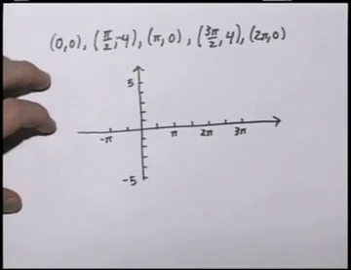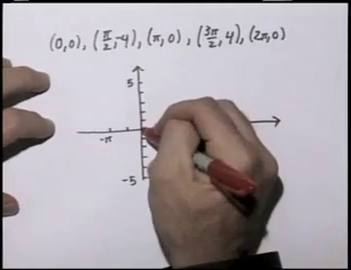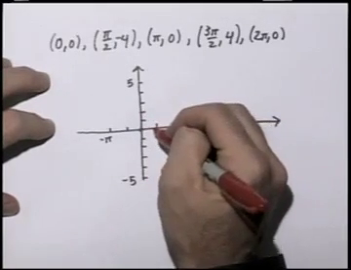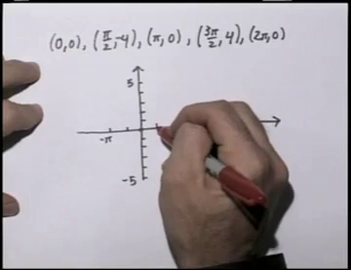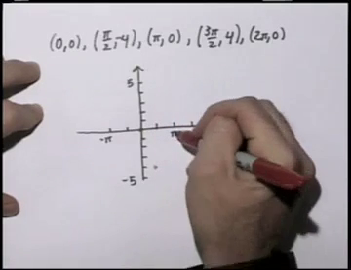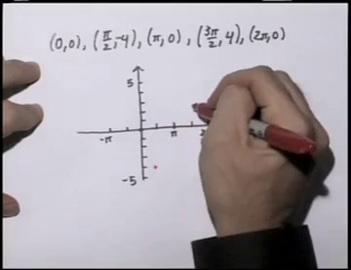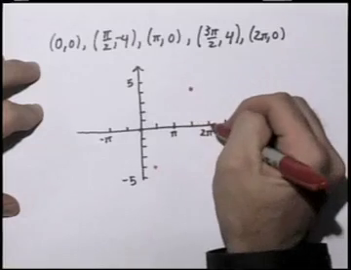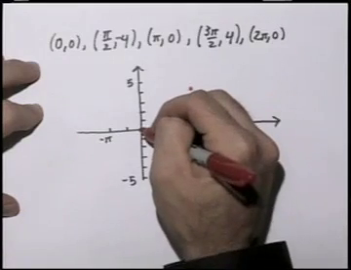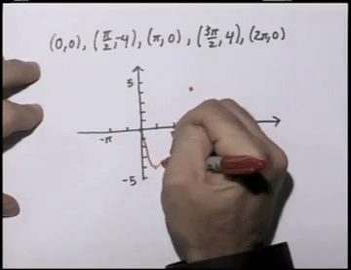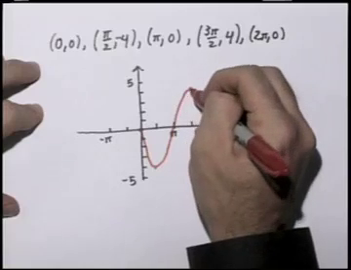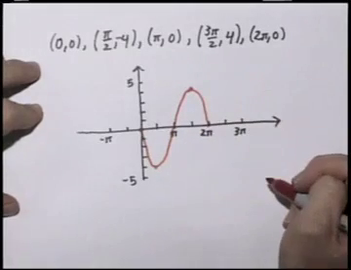And now I can go ahead and plot my key points. 0, 0, pi over 2, negative 4, pi, 0, 3 pi over 2, positive 4, and 2 pi. Knowing what the graph of y equals sine of x looks like, I get that.